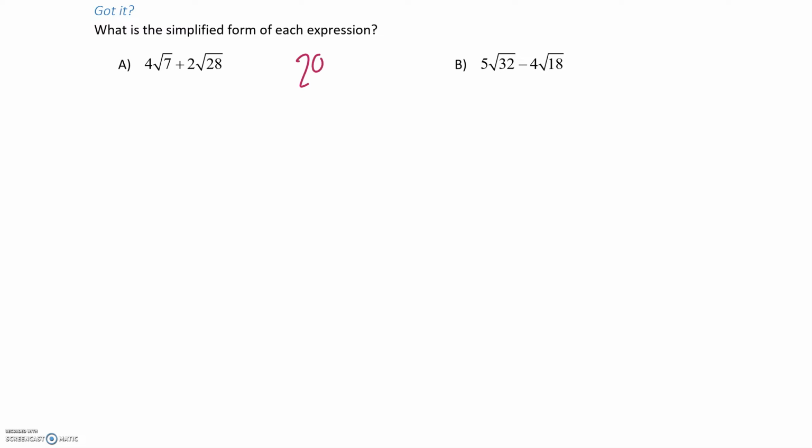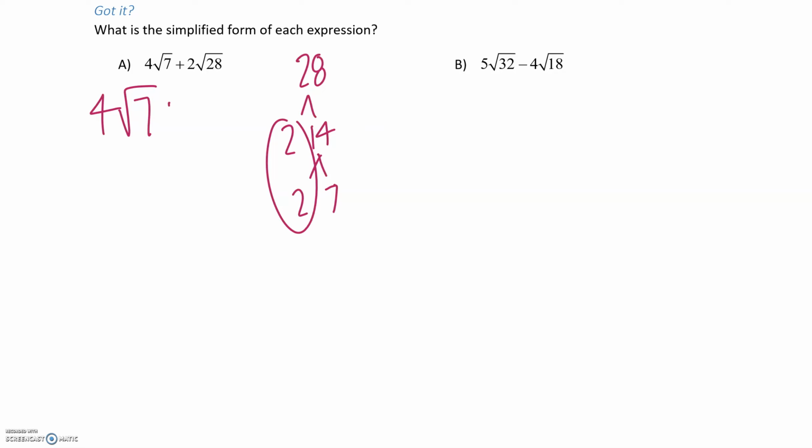So here we're going to simplify this 28. So it gives us 2 and 14, 2 and 7. So we're going to take a 2 out. So we're going to have 4 square roots of 7 plus 2 square roots of 7. That leaves us with 6 square roots of 7.